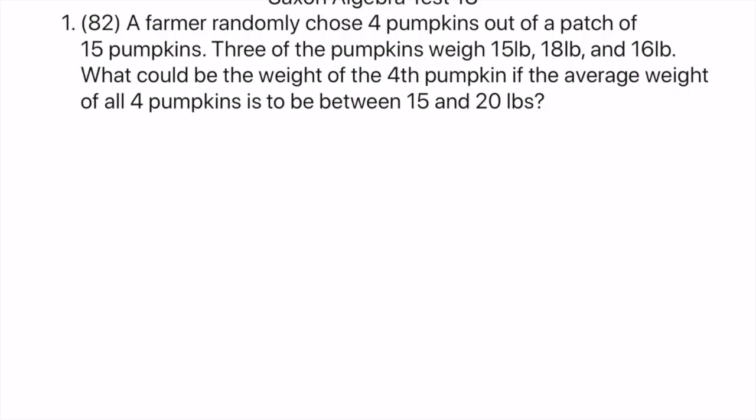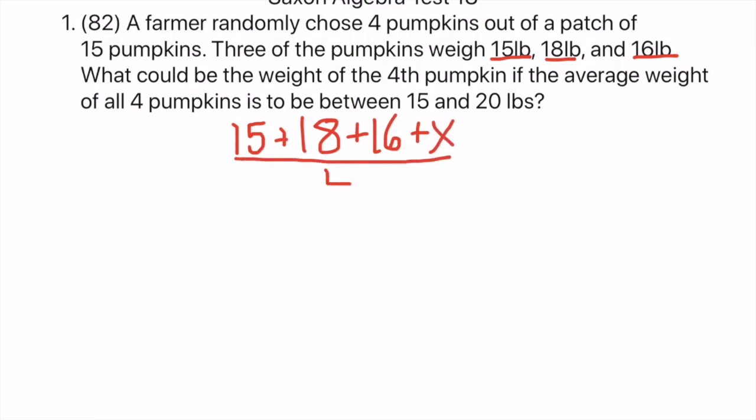So first, let's set up how we would set up finding the average weight of all 4 pumpkins. We find the average weight by adding up all of the numbers together and then dividing by how many there are. So there are pumpkins that are 15 pounds, one that's 18, one that's 16, and we don't know the 4th one. So we're going to have to represent the 4th pumpkin by a variable. So we have 15 plus 18 plus 16 plus x. And then we're going to divide all that by 4.